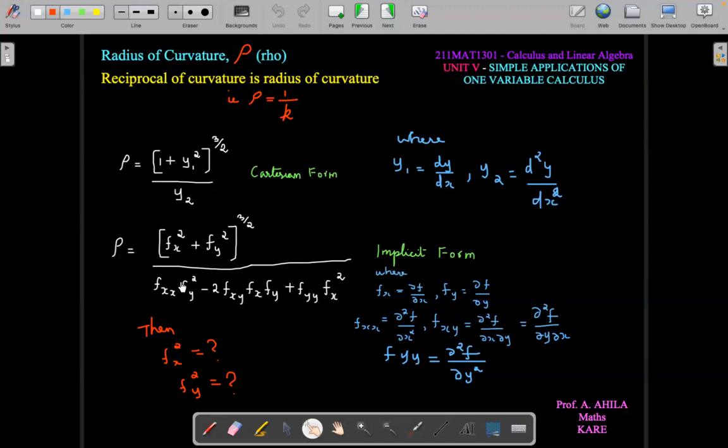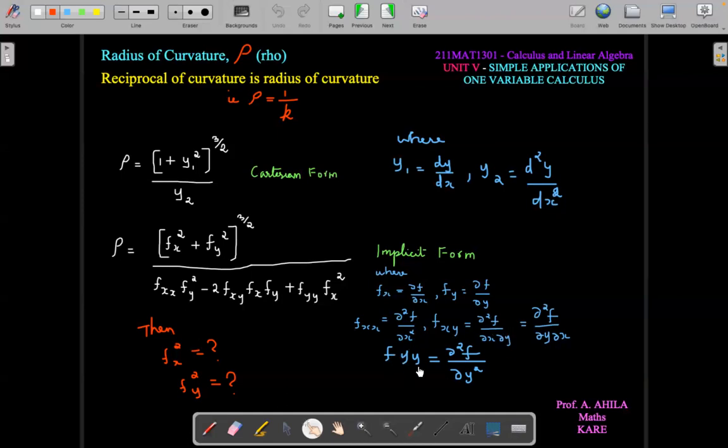In implicit form, rho equal to (fx square plus fy square) the whole power 3 by 2, divided by f double x fy square minus 2 fxy fx fy plus f double y fx square. And you know fx means dou f by dou x, that is partial derivative. Fy means dou f by dou y. F double x is dou square f by dou x square. Fxy or fyx, that is dou square f by dou x dou y, or dou square f by dou y dou x, both are same.